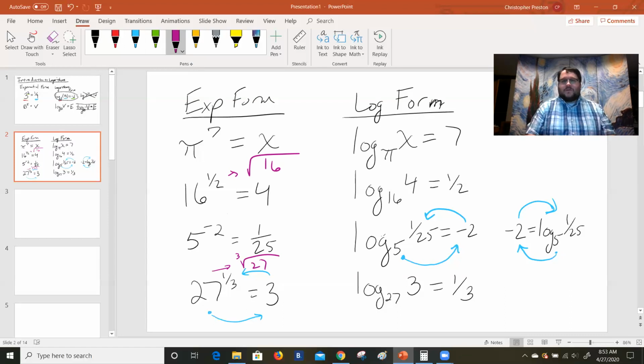Switching to log form is not as clear, because until you're used to logs, you look at 16 to the 4th, it's 1/2. Yeah, I guess, maybe, unless you have a feel for what logs are. And hopefully after doing this assignment, you will have that feel. But it does require you to know those rules of exponents because logs are equal to the exponent.